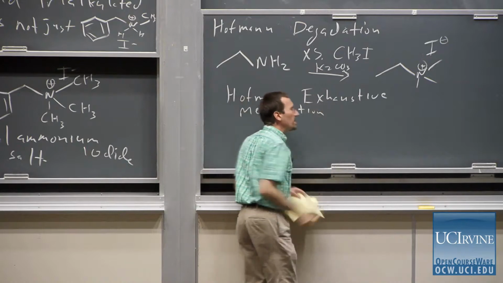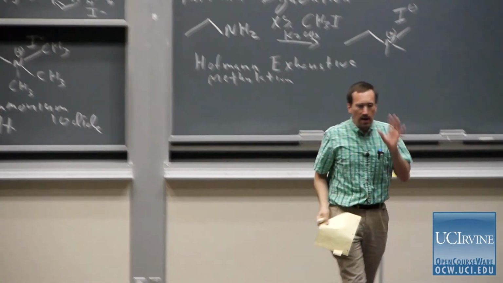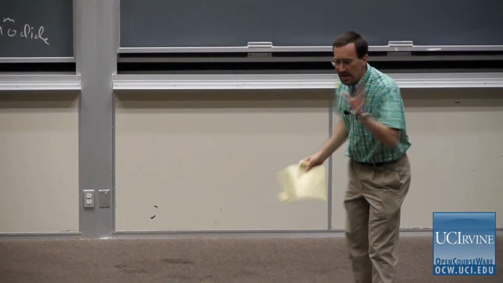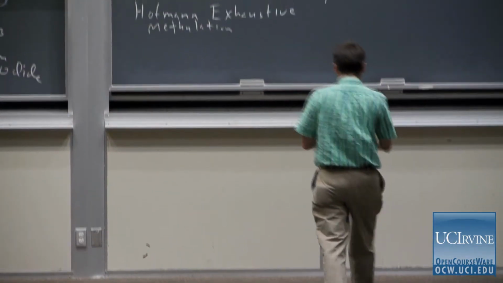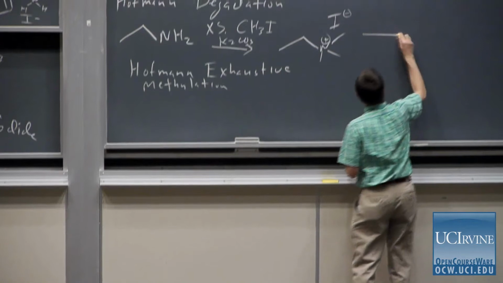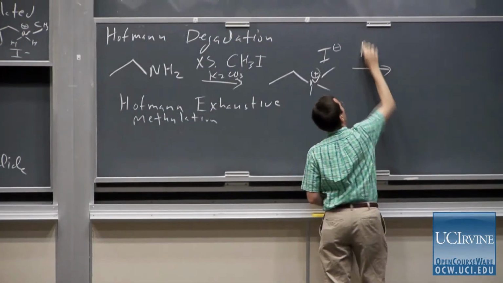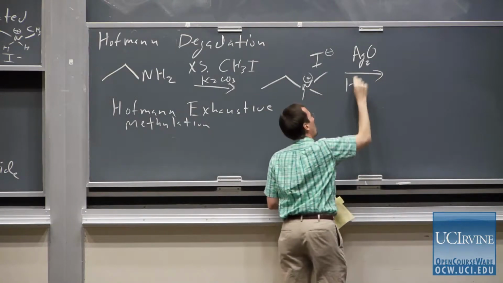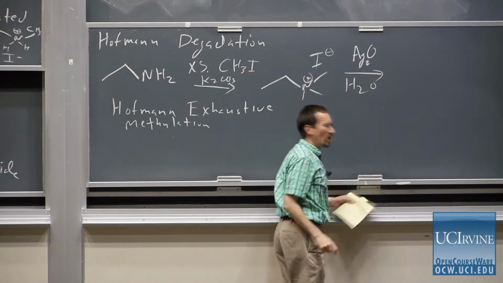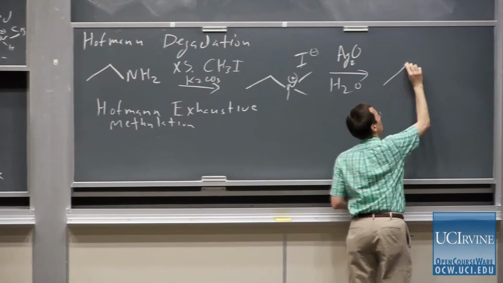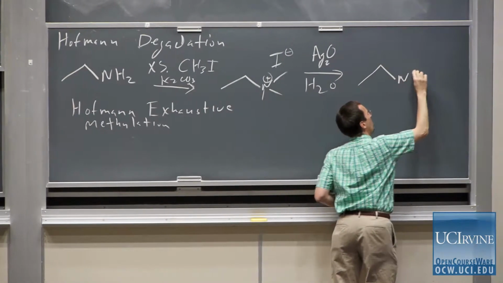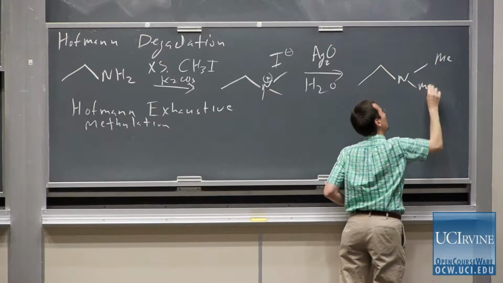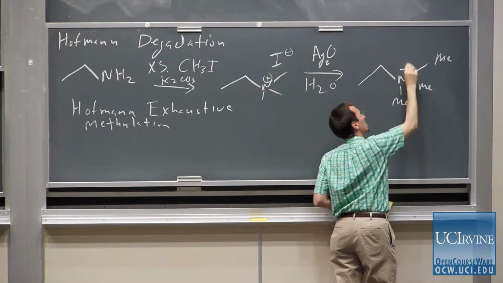All right, if we now take, I'll show you the overall sequence, and then I'll talk about how it works. If we now take our ammonium iodide salt, our ethyl trimethyl ammonium iodide, and treat it with silver oxide in water, Ag2O is silver oxide, we replace the iodine with a hydroxide. We replace the iodide with a hydroxide. I'll tell you how that occurs in just a second.